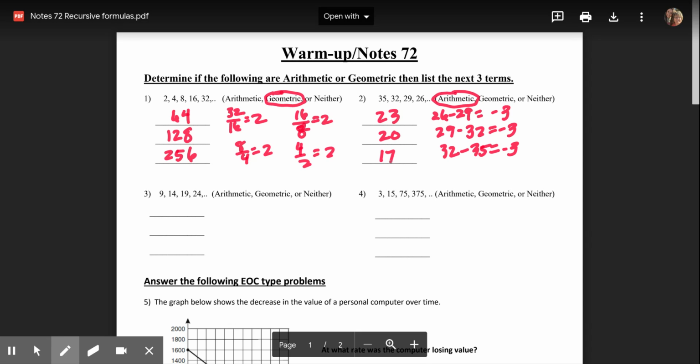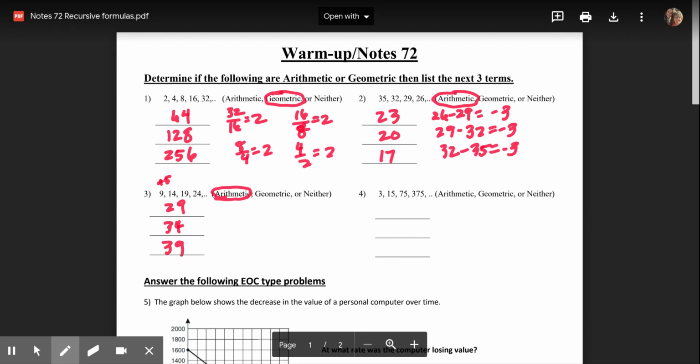All right. So let's take a look at number 3. I'm going to try 24 minus 18. It's easier for me to add. So if I go 9 plus 5, will that give me 14? And then plus 5 is 19. And then plus 5 is 24. So this one is arithmetic. So then to get my next three terms, I'm just going to add 5 to that. So I get 29, 34, and 39.